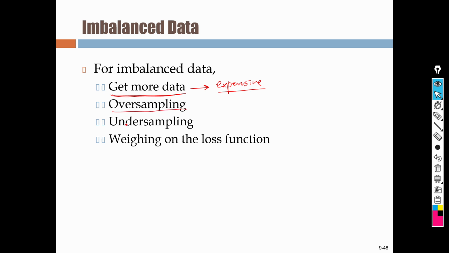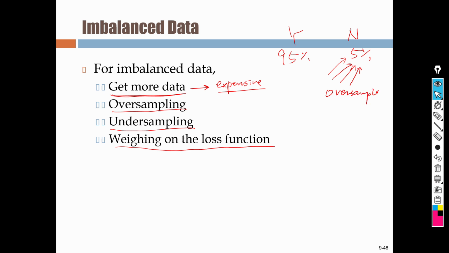It's oversampling, undersampling, or weighting on the loss function. So oversampling means, for example, 95% is yes, and then no has only 5%. Oversampling means we will sample more and more from the no's. Okay, so make it balanced. Here you cannot make a 50-50, but I will be fine with 70-30 or 60-40. This is oversampling. I can collect more data from the small portion.